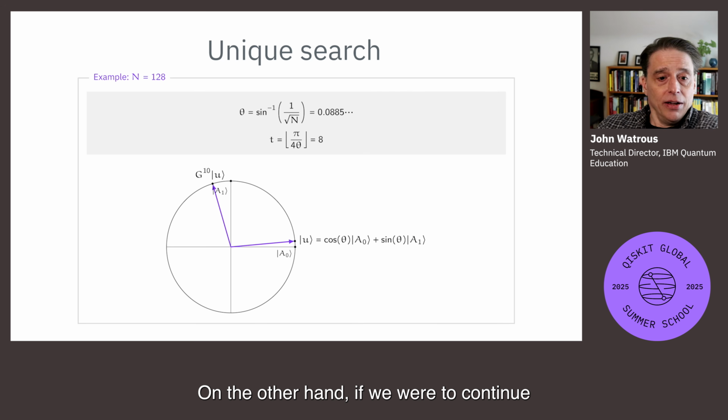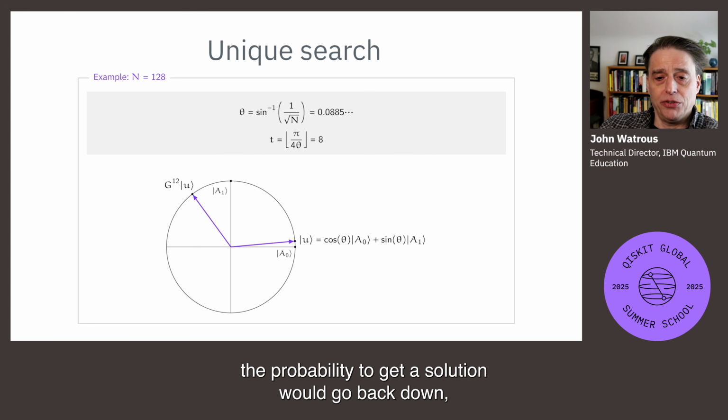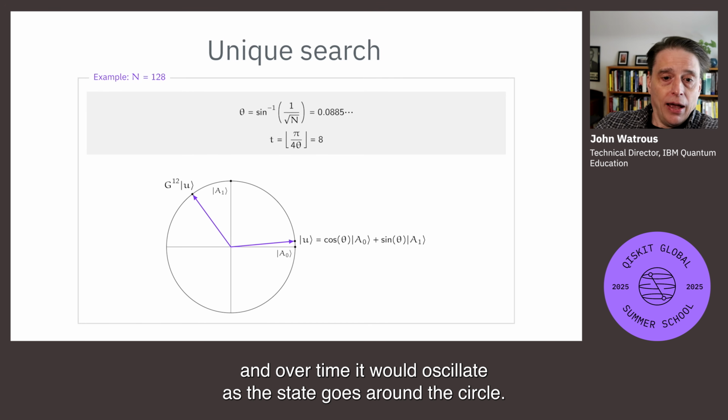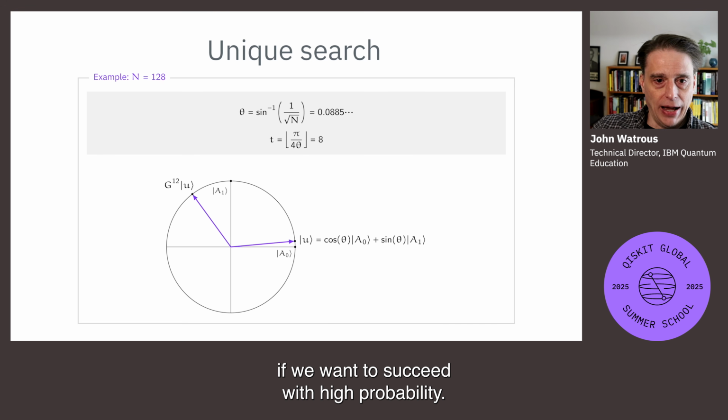On the other hand, if we were to continue applying the Grover operation more than the recommended 8 times, the probability to get a solution would go back down, and over time it would oscillate as the state goes around the circle. So it is important that we stop the iterations at the right time if we want to succeed with high probability.